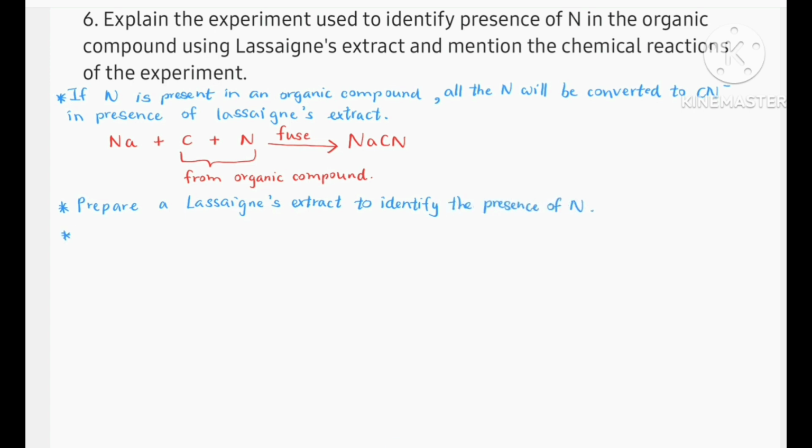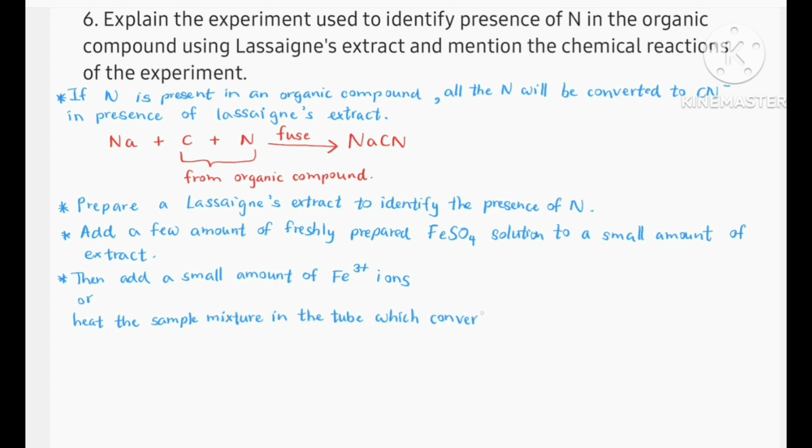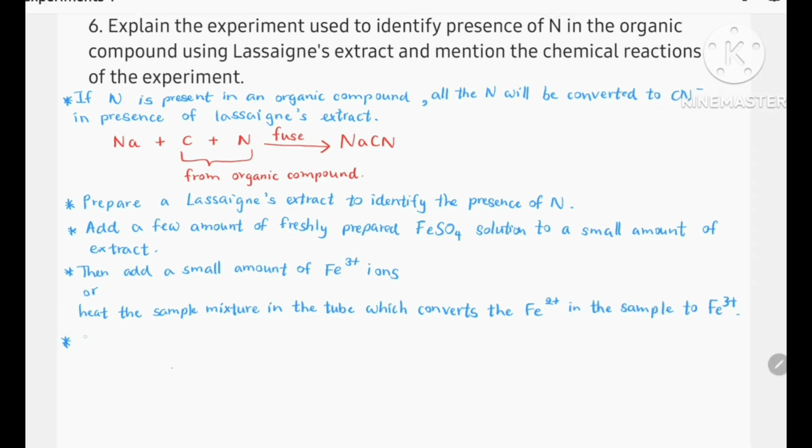Prepare a Lassaigne extract to identify the presence of nitrogen. Add a few drops of freshly prepared ferrous sulfate solution to a small amount of the extract. Then add a small amount of ferric ions or heat the sample mixture in the tube, which converts the ferrous ions in the sample to ferric ions.